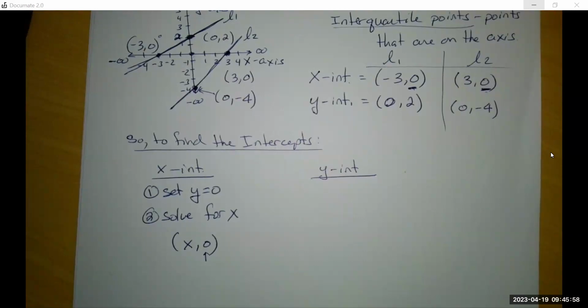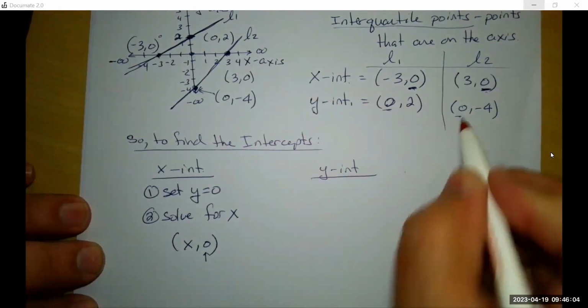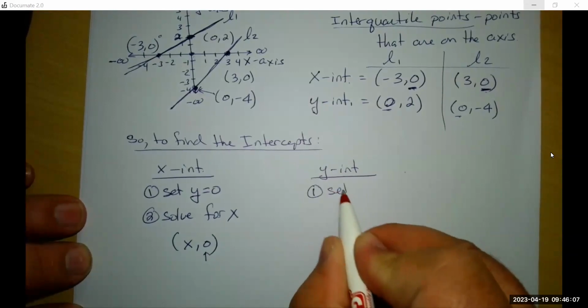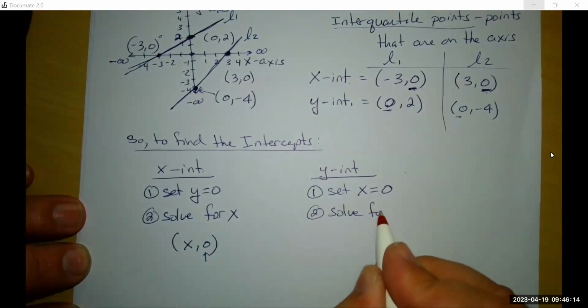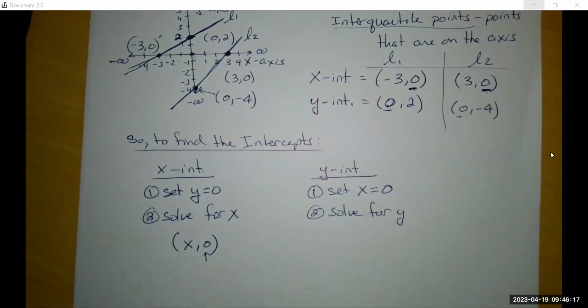Okay, let's take a stretch here. What do you notice about the y-intercepts? The x's are zero. So to find the y-intercept, set x equal to zero and solve for y. That's all there is to it. If those exist, then put the two dots at those points, connect the dots, and you're done. That's the intercept method.